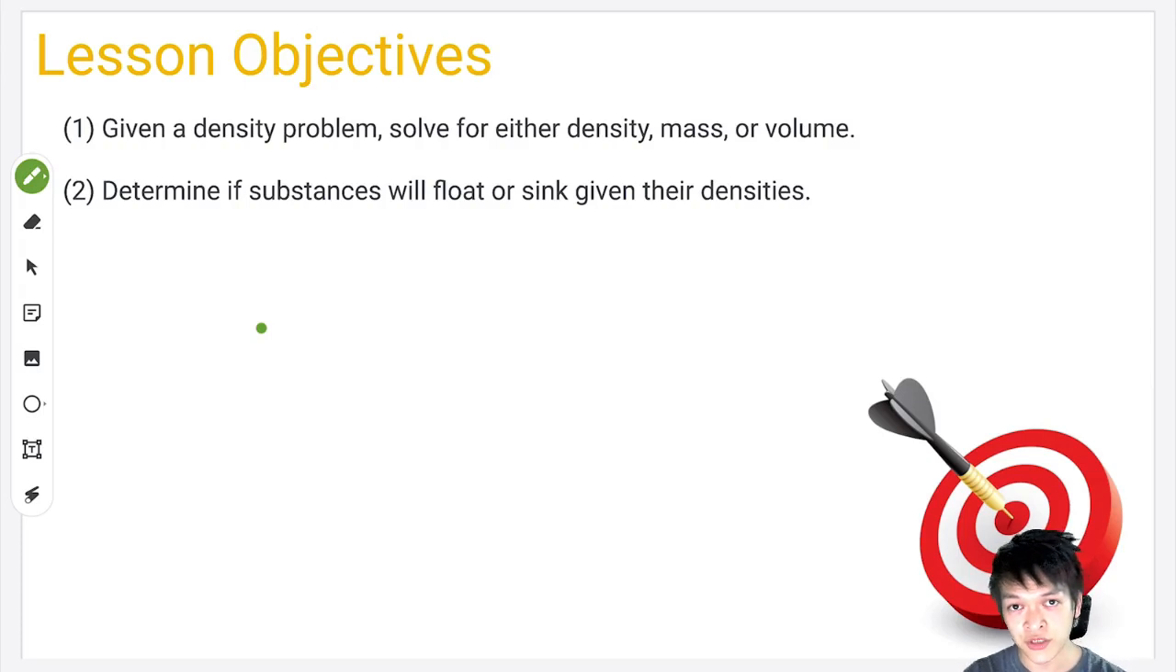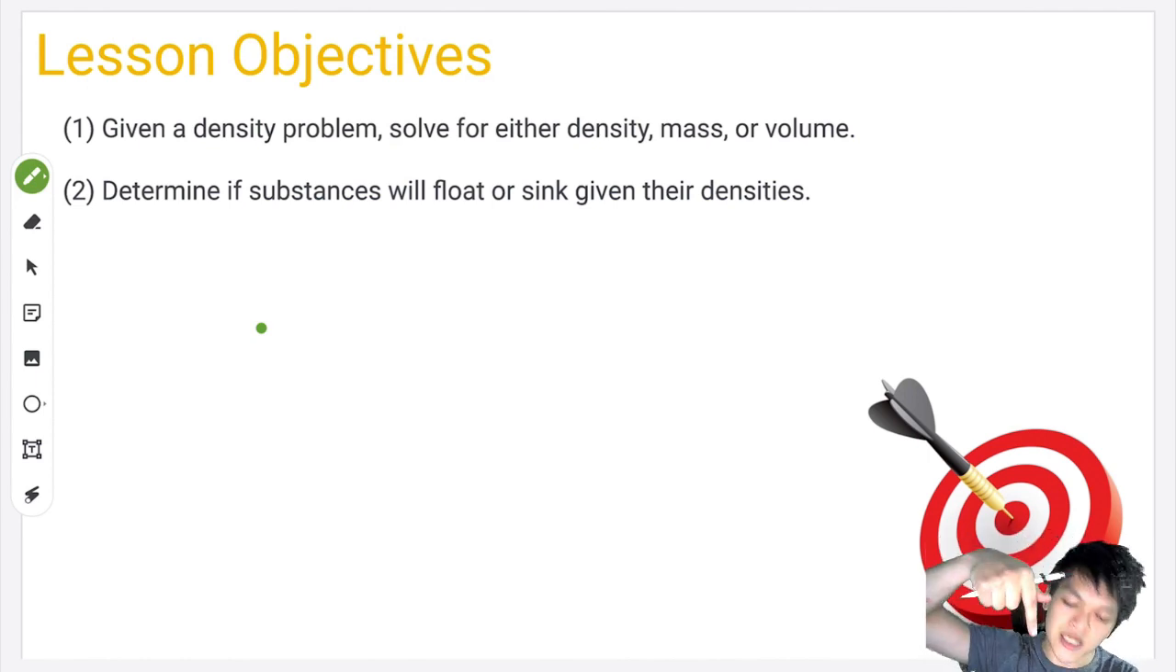In this video, there are two goals. The first goal is, given a density problem, solve for either density, mass, or volume. And our second goal is to determine if substances will float or sink, given their densities.